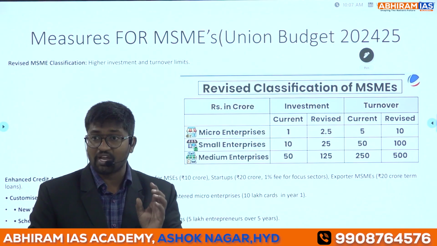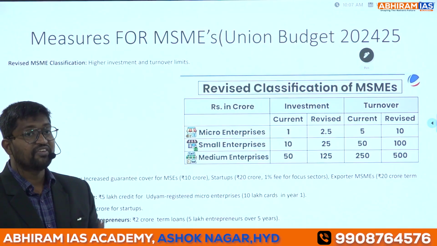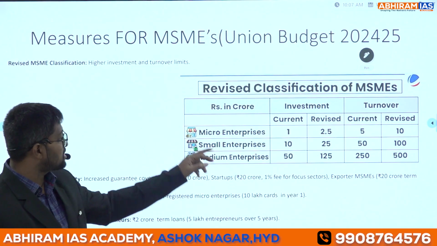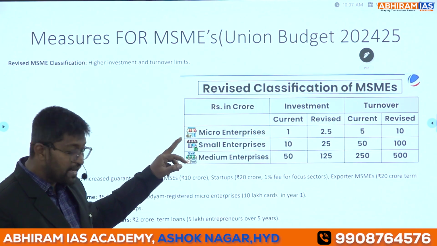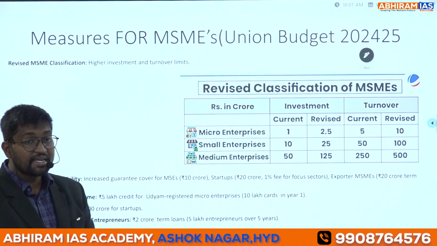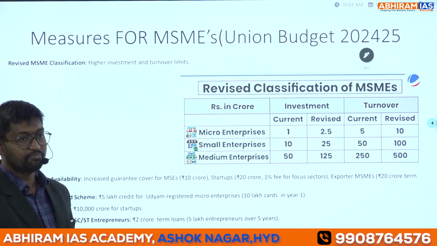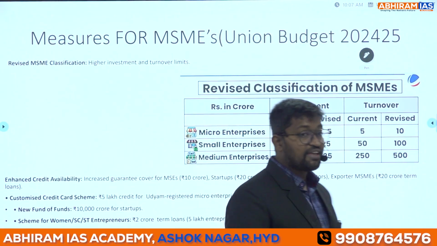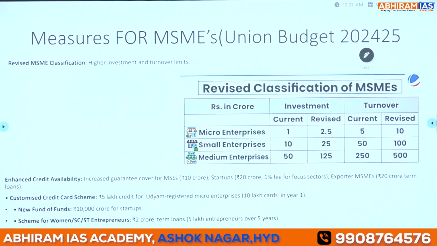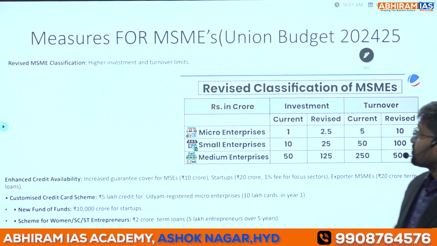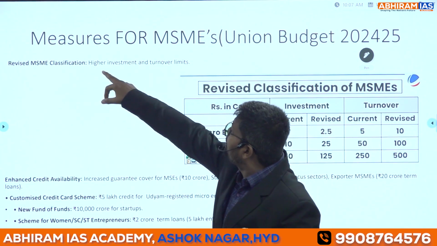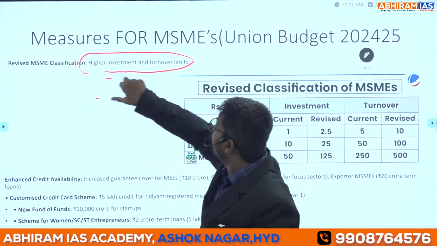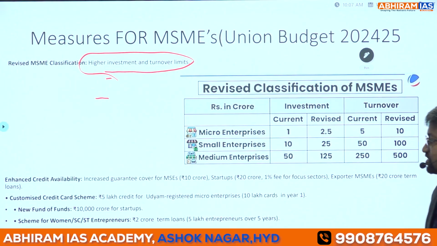You understood the logic why we have revised, such that by revising this we are including more enterprises under micro, we are introducing more enterprises in small, and we are increasing the ambit of micro, small and medium enterprises. Why are we doing it? Such that these micro, small or medium enterprises can take maximum advantage through this initiative. So we have reclassified MSME by promoting higher investment and higher turnover limits.